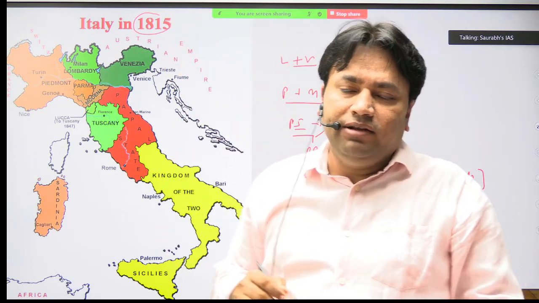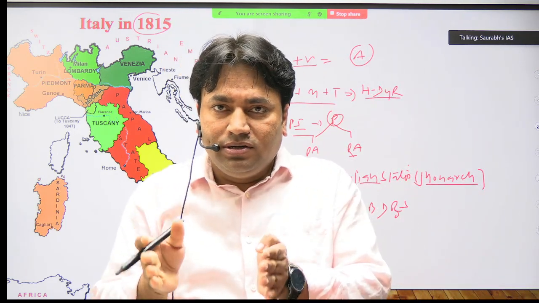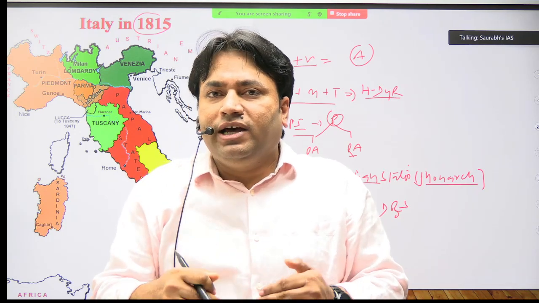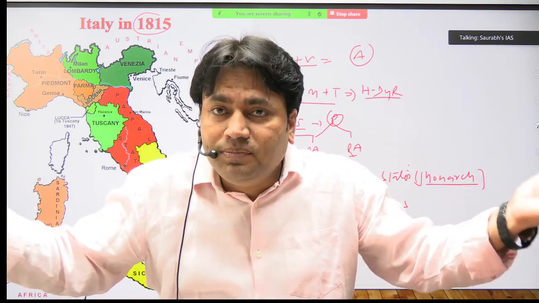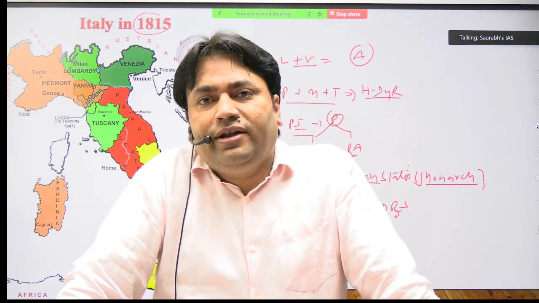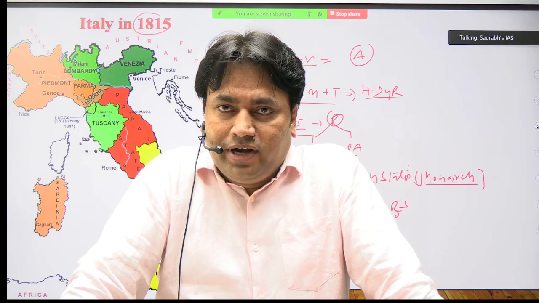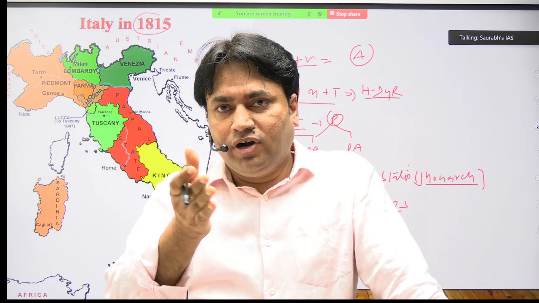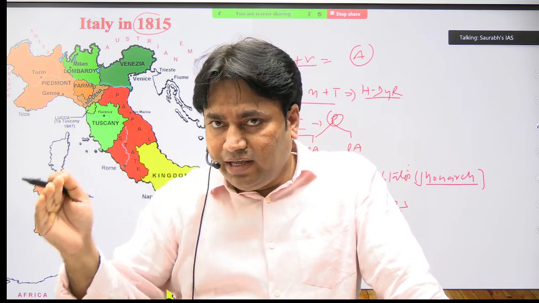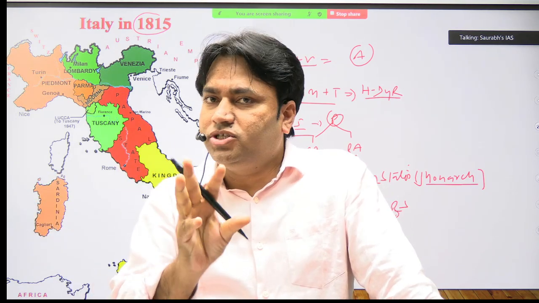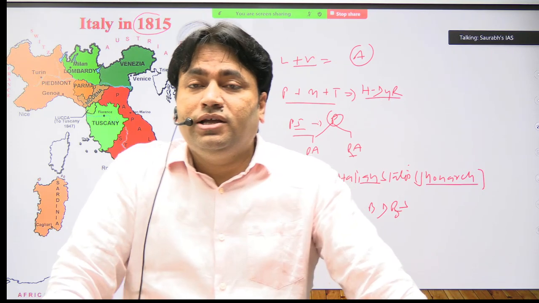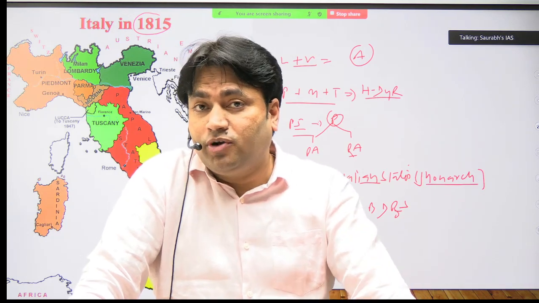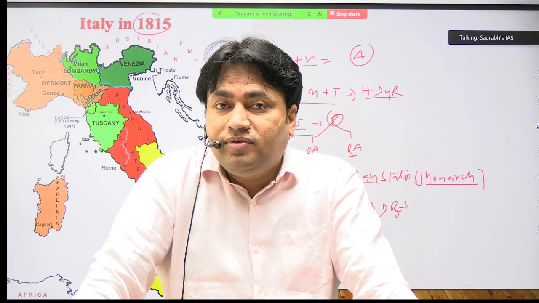What will happen after 1815? Whatever events happen in France will have an effect on the developments in the entire Europe. In France, what will happen? We have already discussed in class what happened between 1815 and 1830. First, a constitutional monarchy came, and gradually this constitutional monarchy was converted to an absolute monarchical setup, and the people started opposing it.